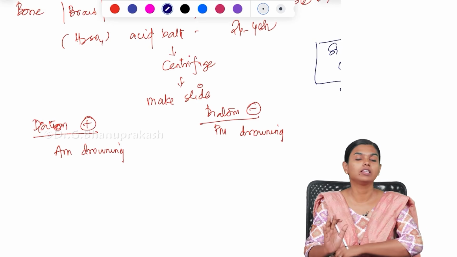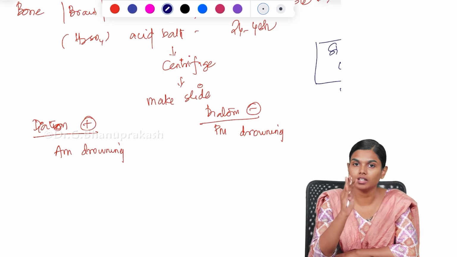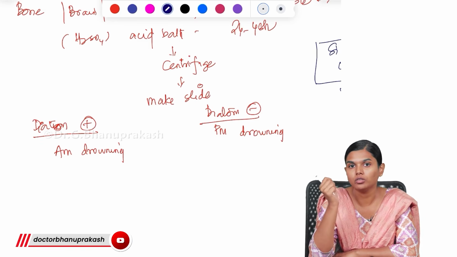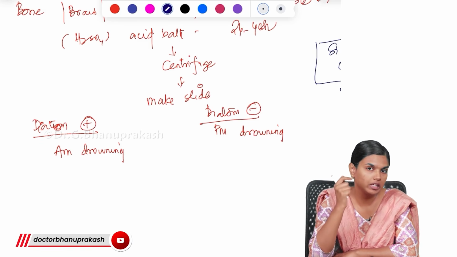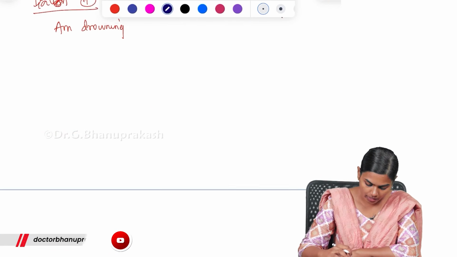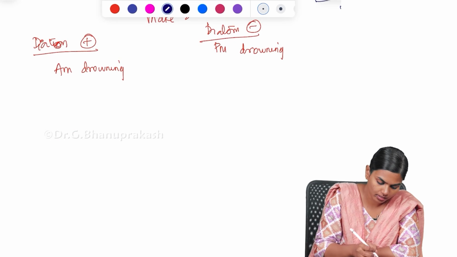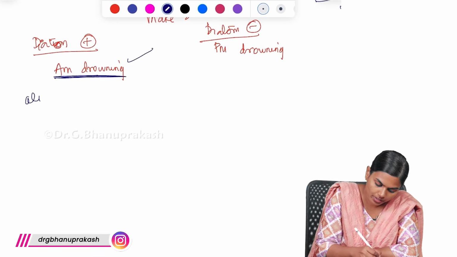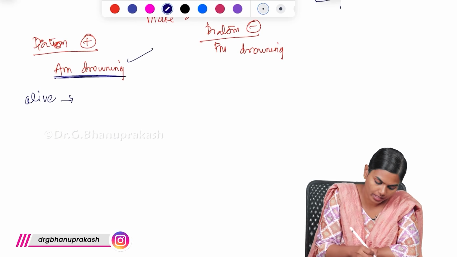So, this is the reason why we choose diatom. This silica is very much resistant to acid. Now, I already told you the diatom is specific to each and every water body. Now, let us take a scenario. If a person is undergoing an antemortem drowning, that is, a person is alive, then he enters the water.